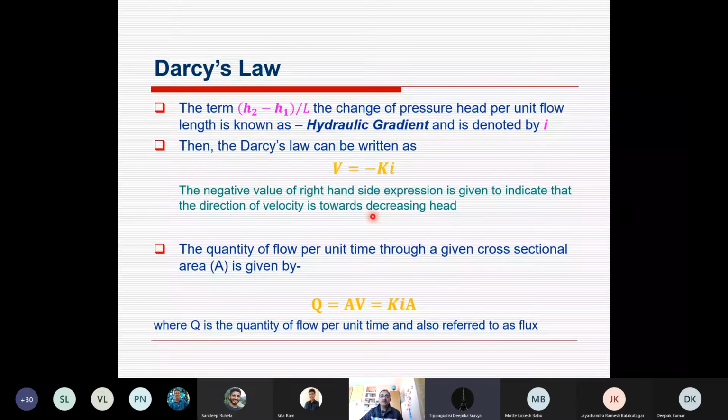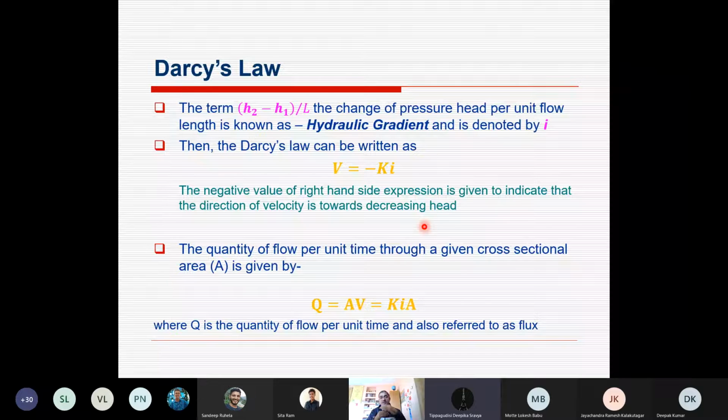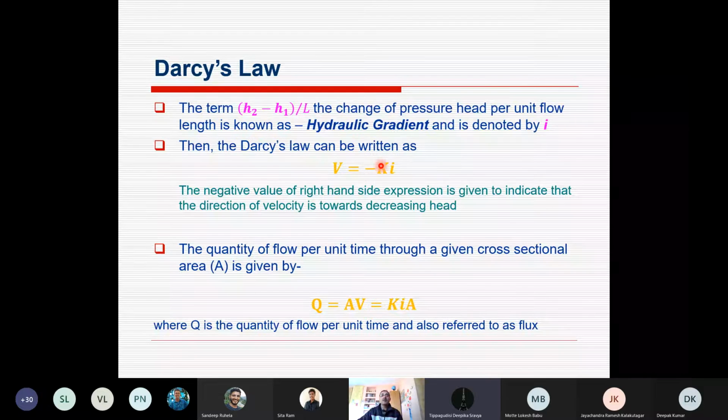It is basically indicating that the direction of velocity or flow is towards the decreasing head side, from this to this. So suppose you are in a vertical space of soil, where capillary rise is from bottom to up. So it's not always negative there, it will be positive. The simple reason is that flow is occurring from high to low pressure, and it is represented as a negative condition only. So this is the basic idea that Darcy has given.